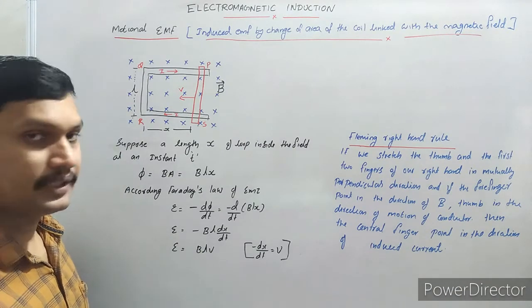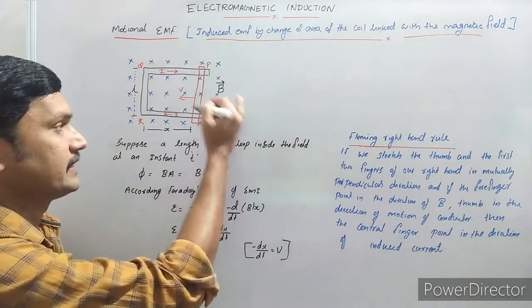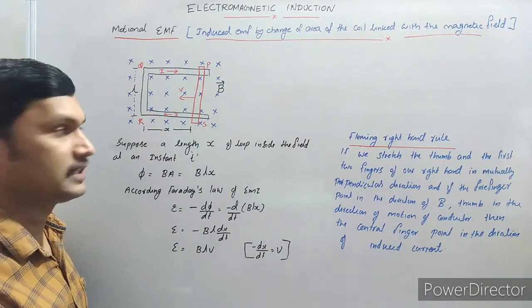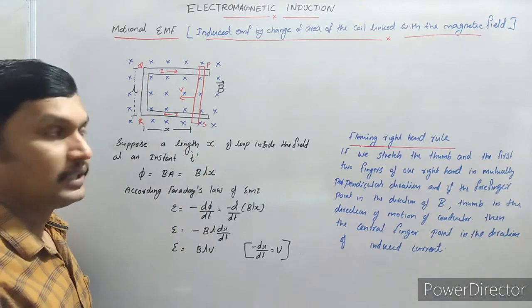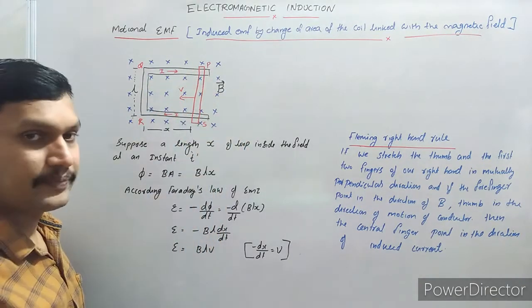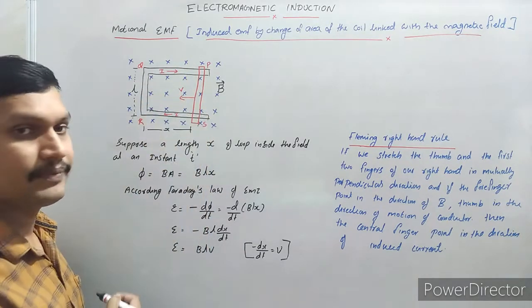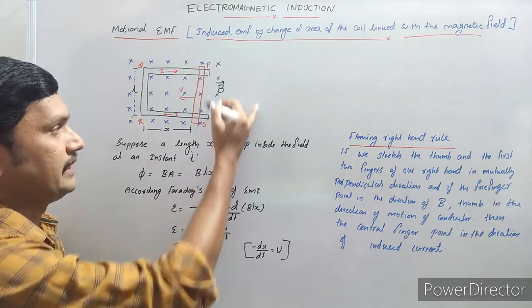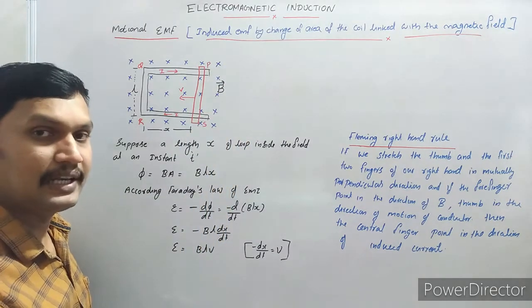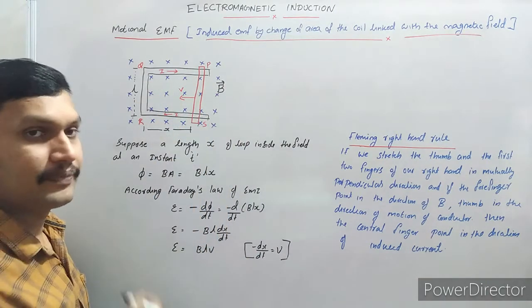Now see the situation. We have a conductor of length L. PS is a metallic conductor of length L, which is free to move on a U-shaped metallic frame. Say the resistance of this metallic frame is negligible, and our conductor PS having a length L is free to move on this metallic frame.